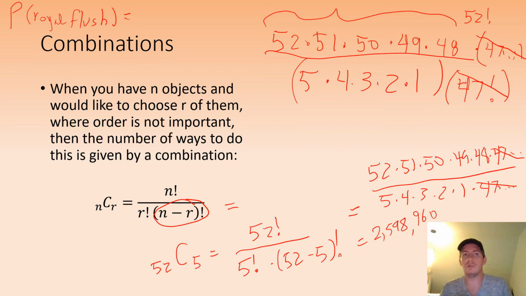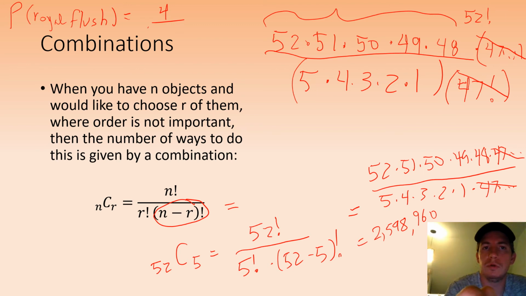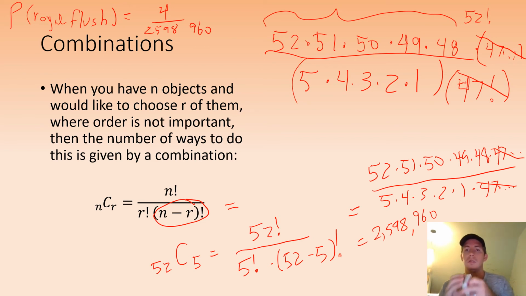Now, since there are only 4 suits, that means there are only 4 different ways to get a royal flush. And so, since there are only 4 different ways to get a royal flush, the probability would be 4 out of that gigantic number, 2,598,960. So again, I'm going to just shuffle these cards up a little bit more.